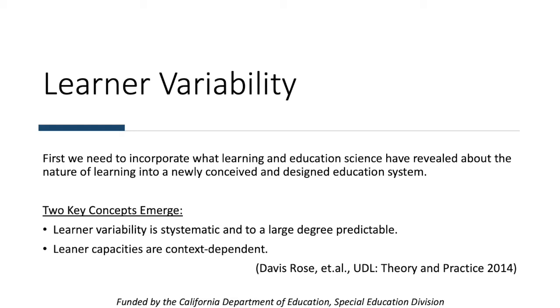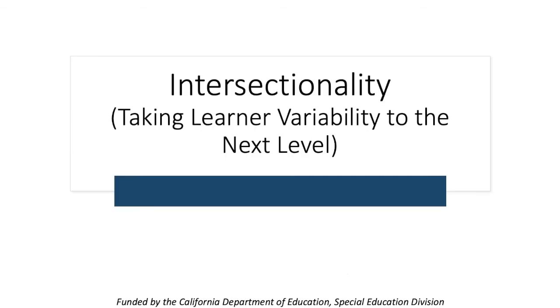Context dependent meaning we are experts at some things and require supports in other areas. Some may learn better in the morning, others might be night owls. I'm not awesome at spelling, but math is my forte. Now let's take learner variability a bit deeper and understand it through the lens of intersectionality. It's a term critical to understanding the various identities that students bring to the educational system.